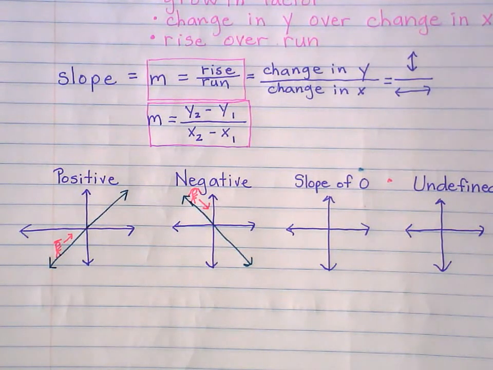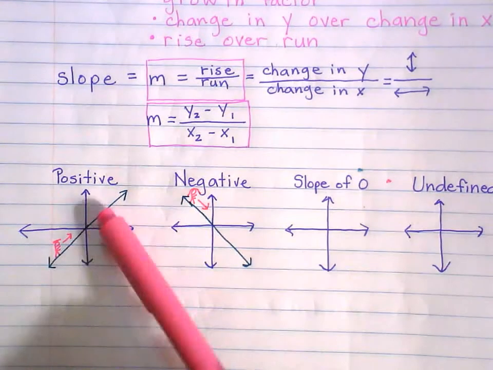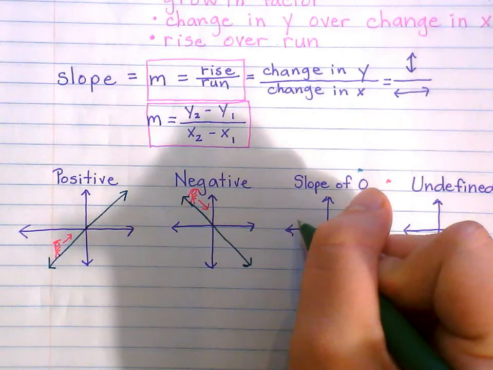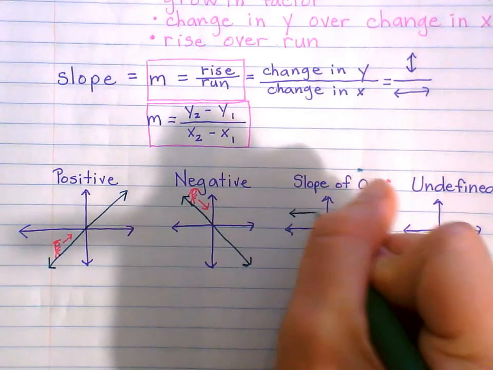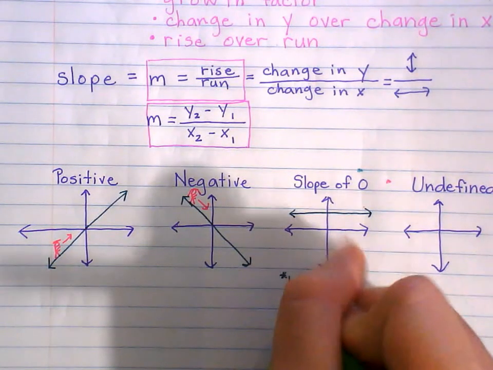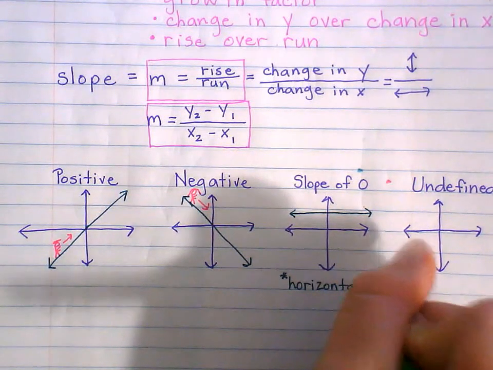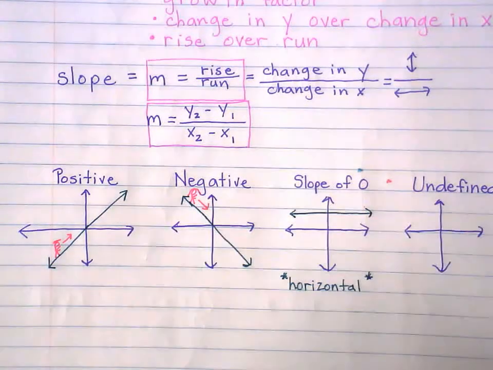All right, so a slope of 0, think about it. So slope means steepness. What would a steepness of 0 look like? So you're not walking up a hill, you're not walking down a hill. So a slope of 0 is just a horizontal line. So you need to know that. Slope of 0, horizontal line. It's a horizontal line. Okay?